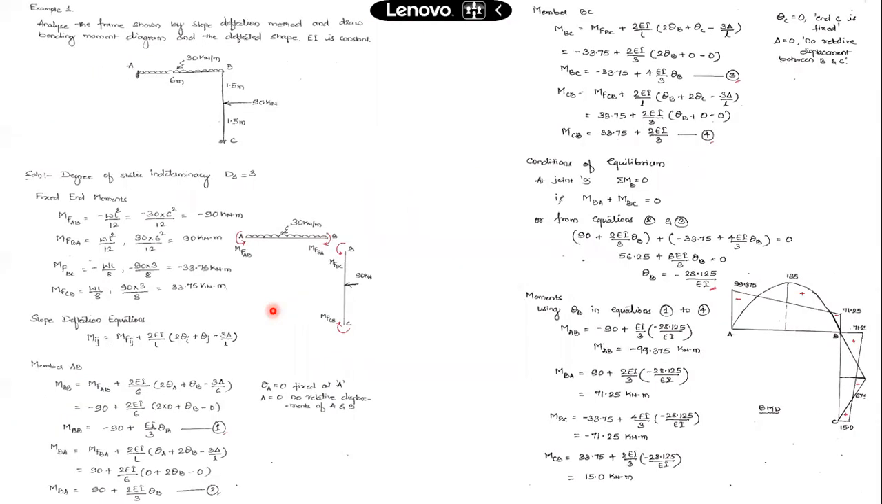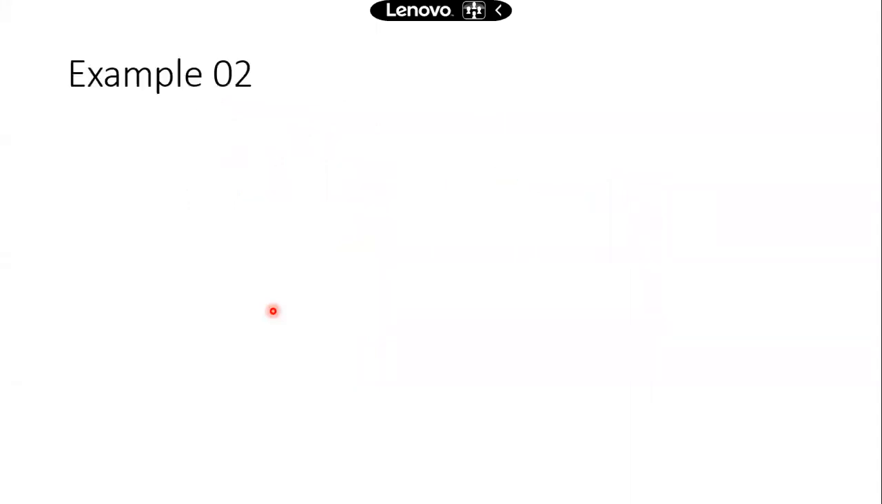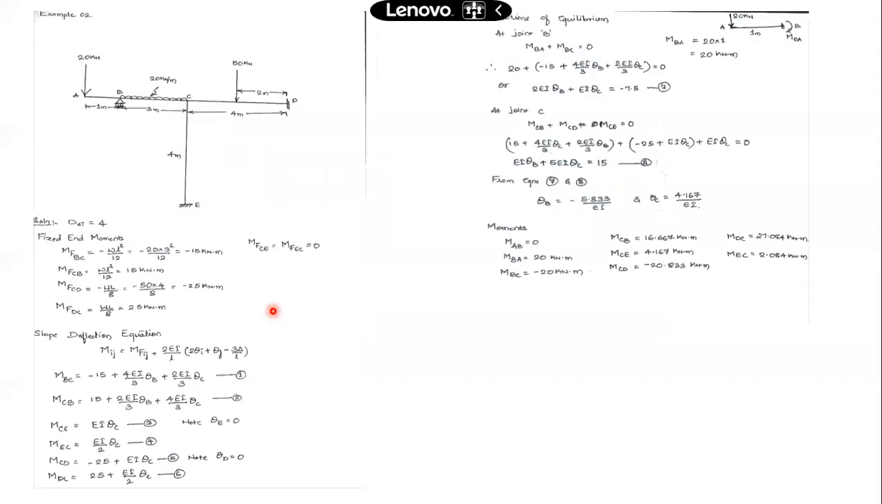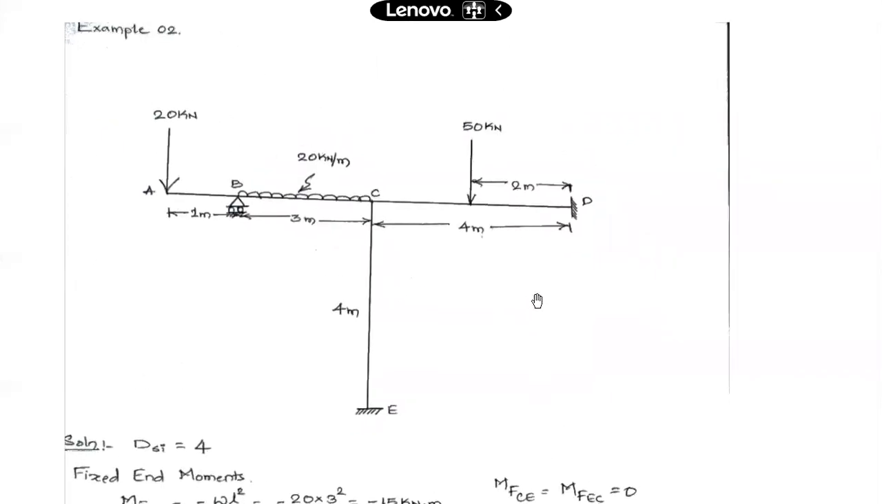This was the problem we had taken, and we have plotted the bending moment diagram and the deflected shape finally after solving it by the slope deflection method. Continuing with that, this is the second problem. Here is the frame. You need to analyze this, draw the bending moment diagram and the deflected shape for it, using the slope deflection method.